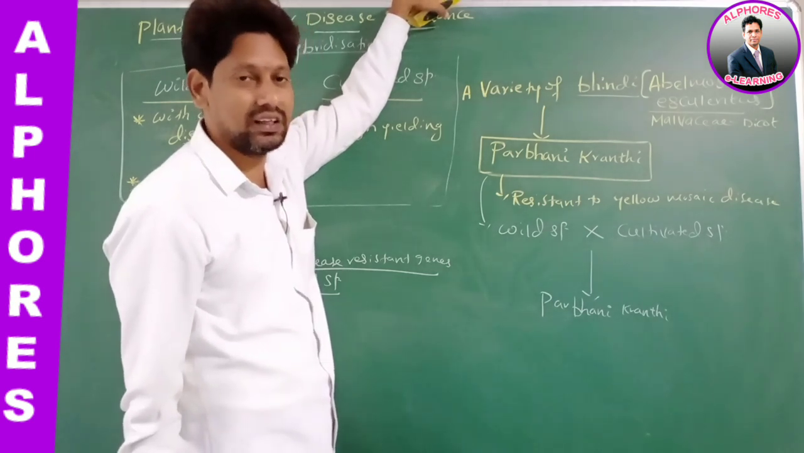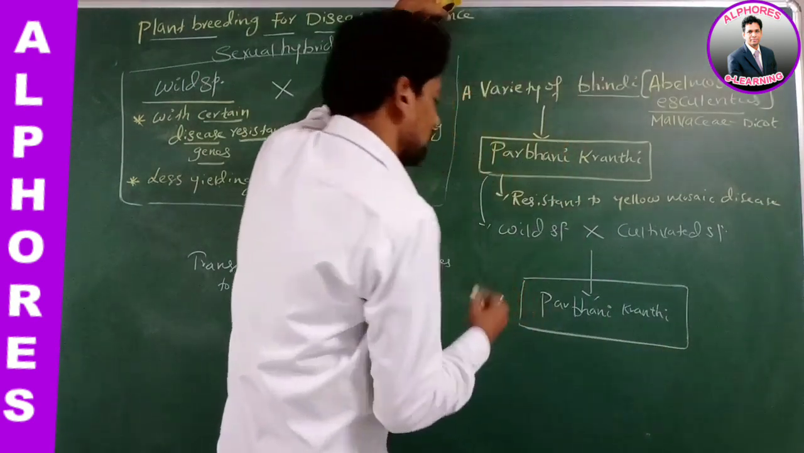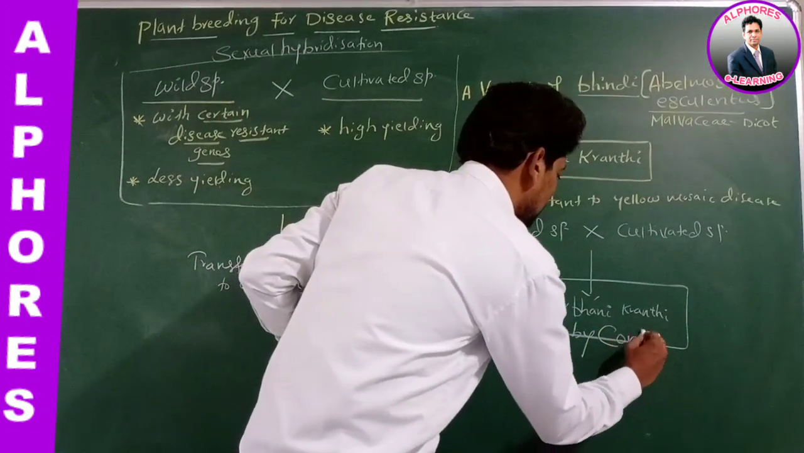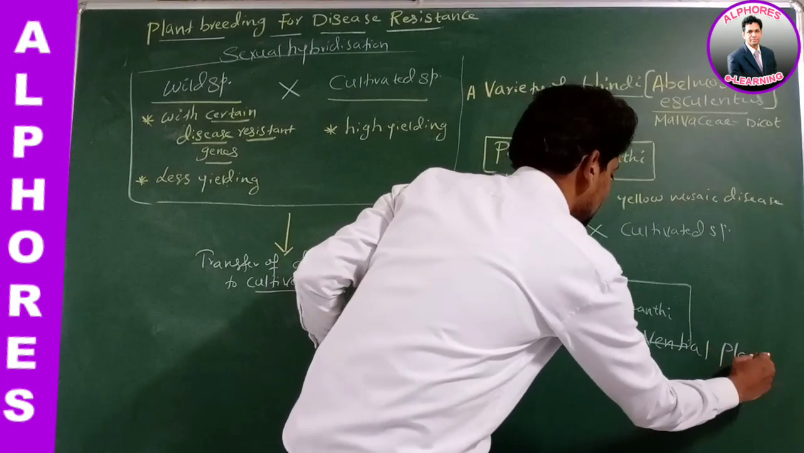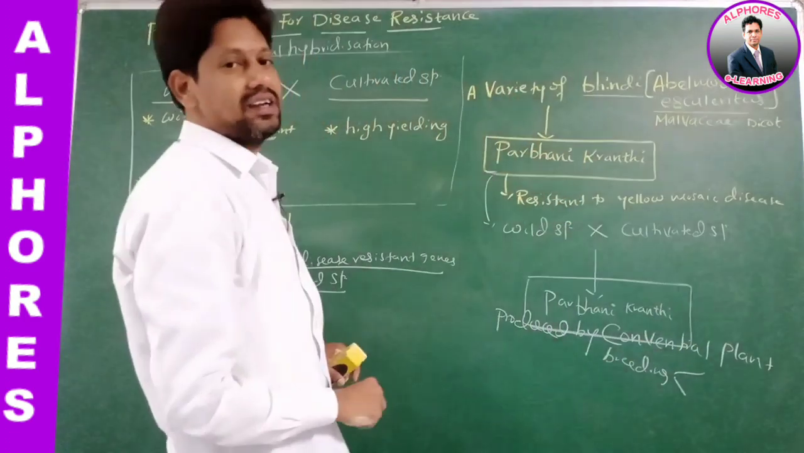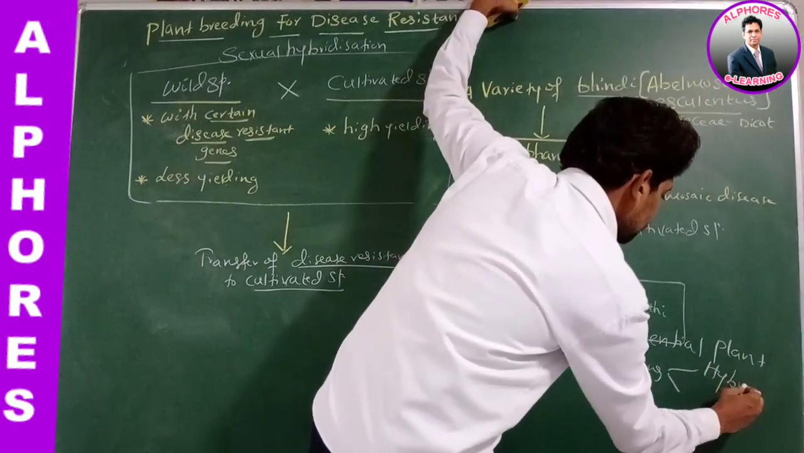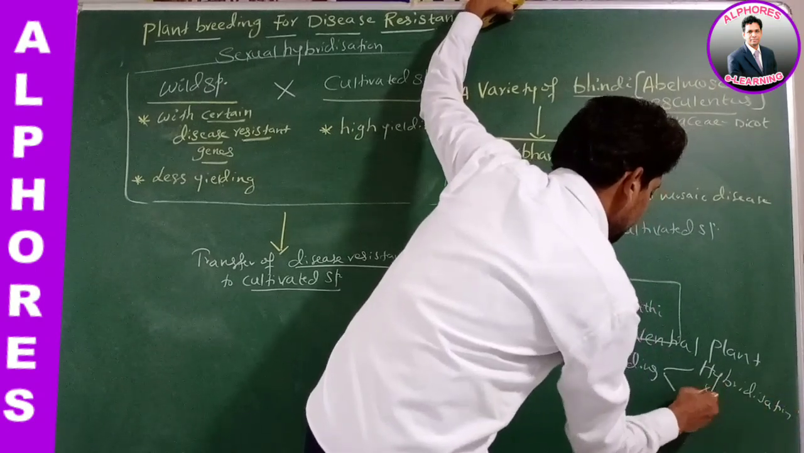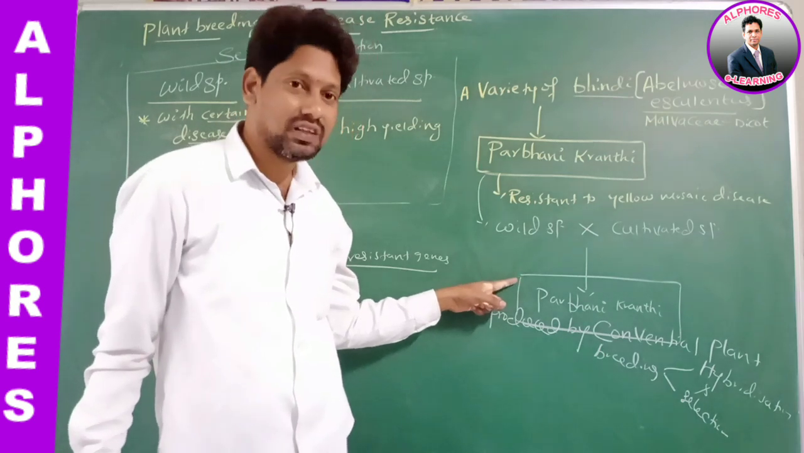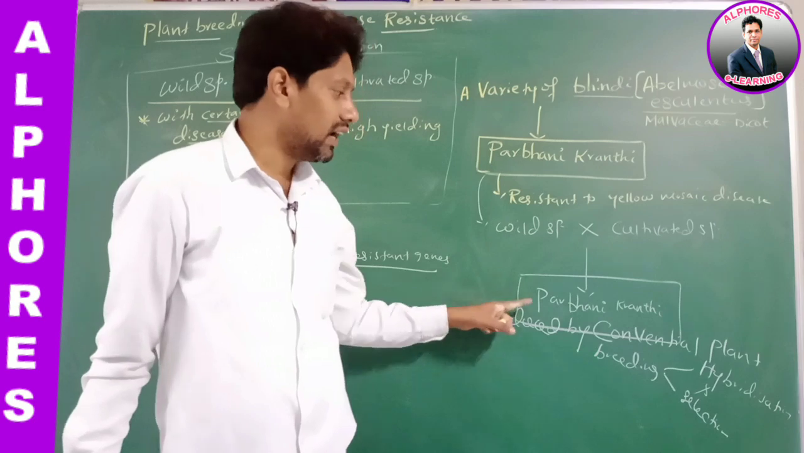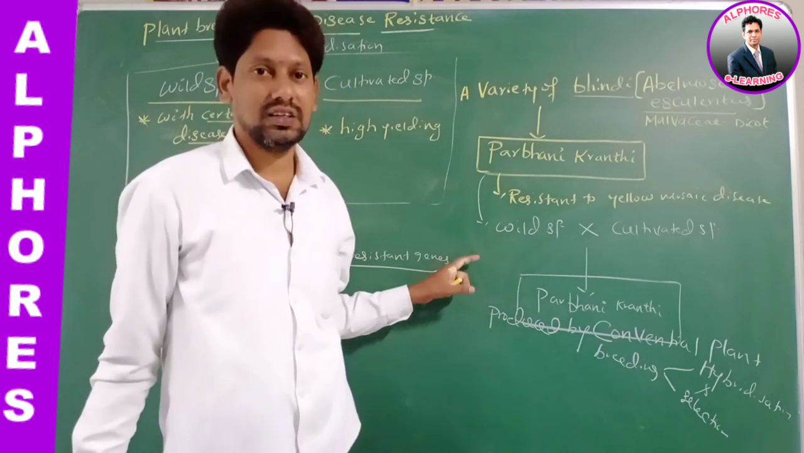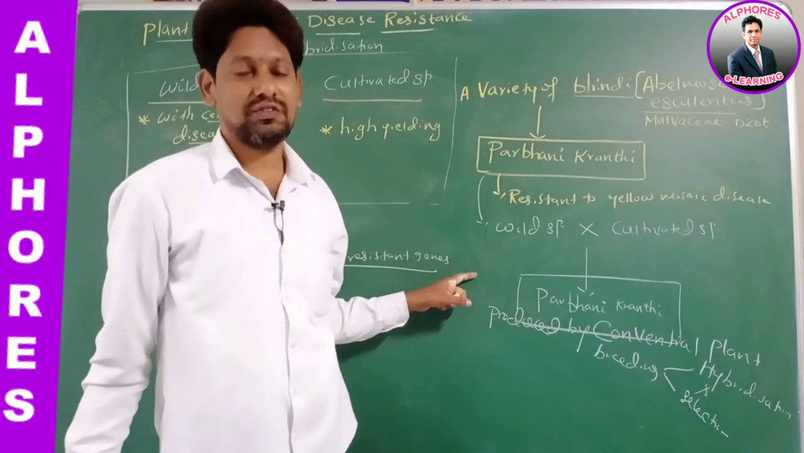Yes, hybridization and selection. That is conventional plant breeding. Therefore, Parbhani Kranti is produced by conventional plant breeding, which is hybridization and selection. Is this statement okay? Right. What is the source of disease resistant genes?